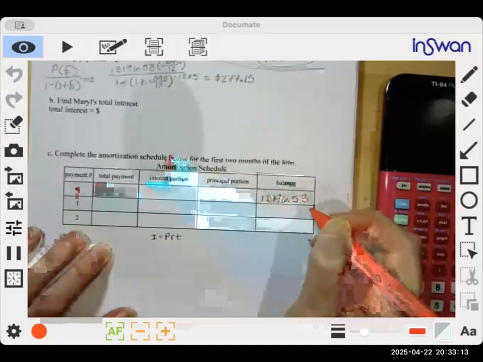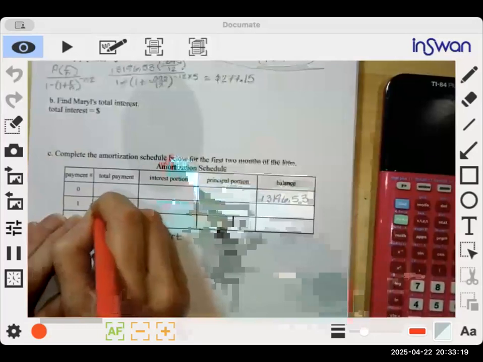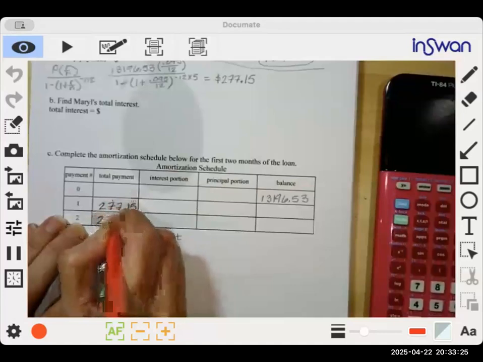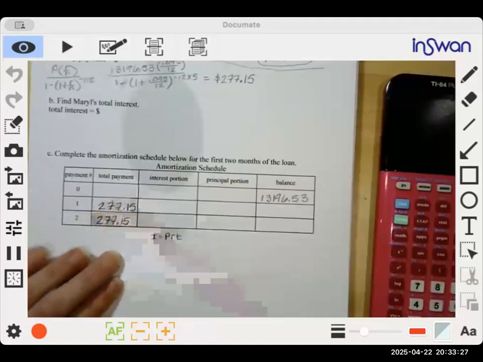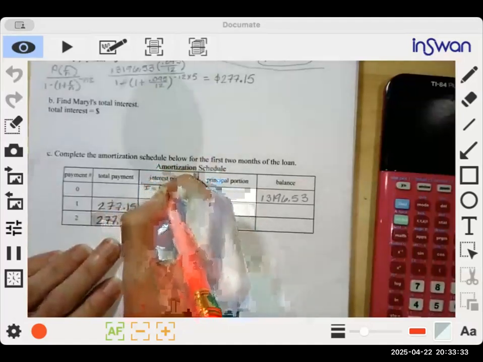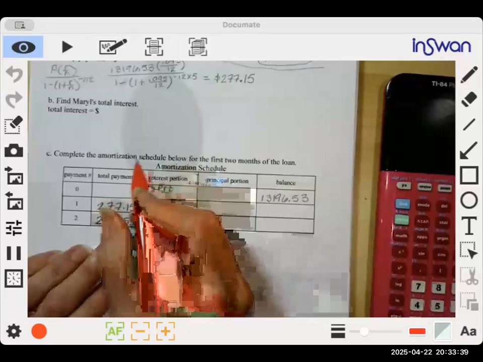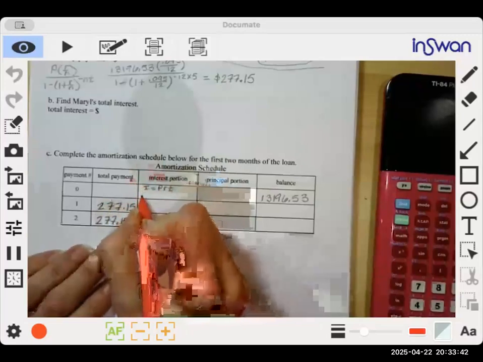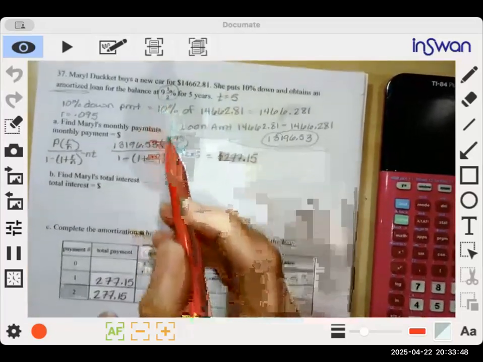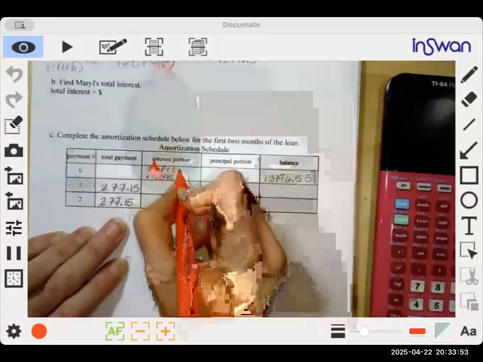Just that our balance is 13196.53. So our payment we know is 277.15. That's going to be the same for both of those. So our interest payment, we're using I equals PRT, where our rate is 0.095. And our time.